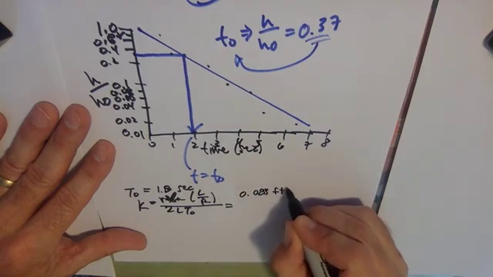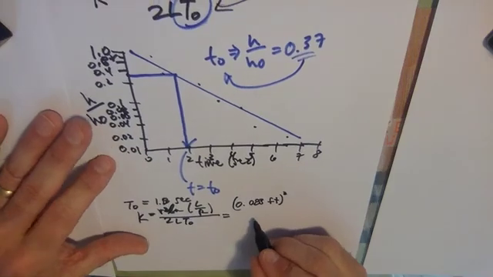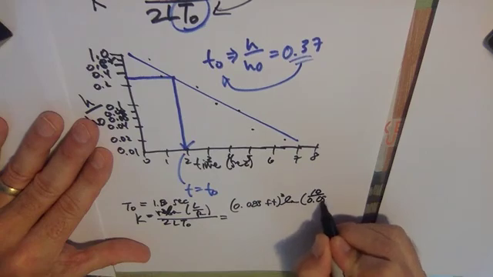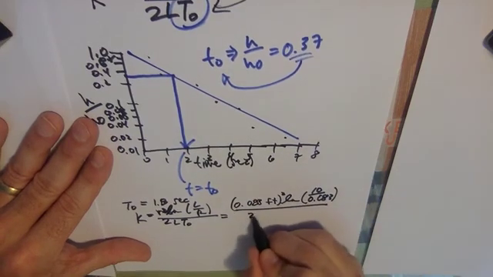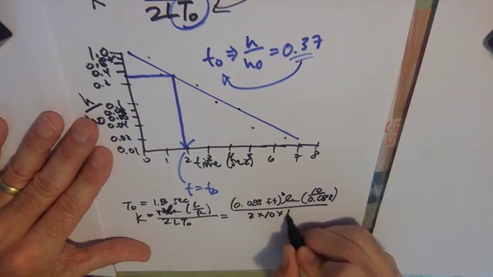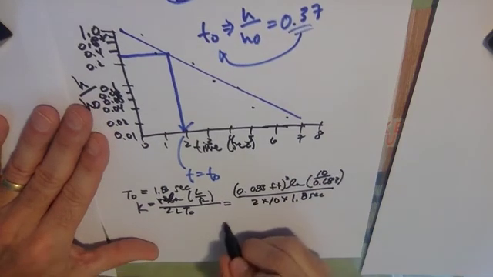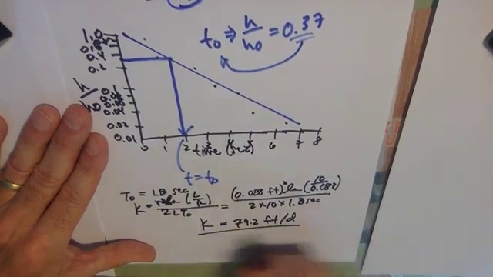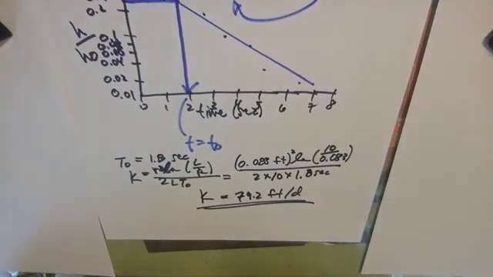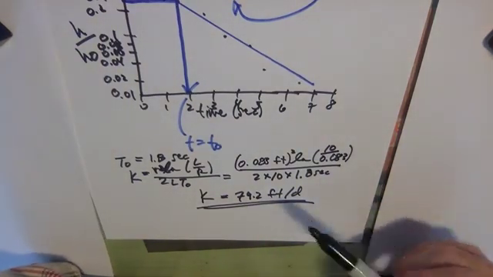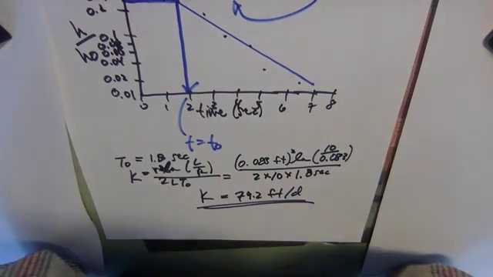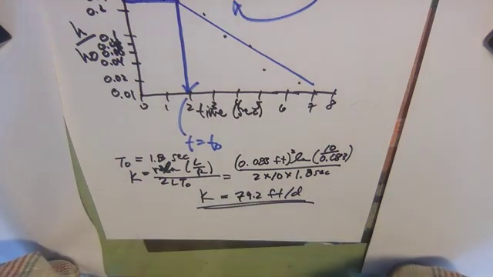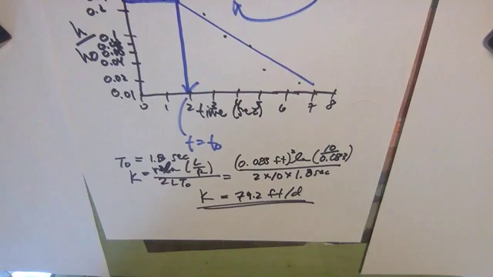0.083 feet squared. I've converted everything to feet. The natural log of 10 over 0.083, divided by 2 times 10 times 1.8 seconds, which is T naught. And out comes 79.2 feet per day, which is K, the hydraulic conductivity of this backyard. So if 79.2 feet per day is high enough, then you're allowed to install the septic system, and if it's not, then you've got to do some more work.